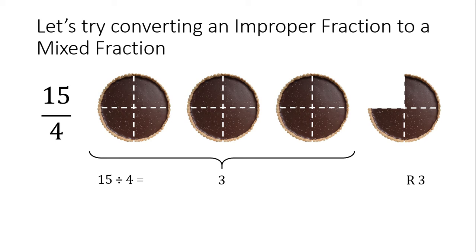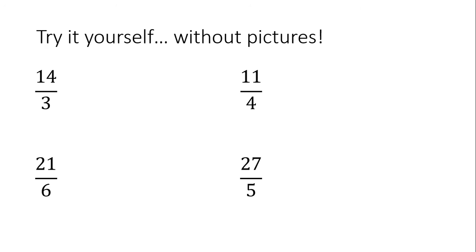How do we write that? We write our whole number as the whole. The remainder goes into the fraction. And what's the denominator? Denominator is 4 because that was the original denominator in our improper fraction. Whew, that was difficult. And now it's going to get even more difficult because I'm going to ask you to do it without pictures. So remember, we're skip counting by the denominator until we get to the numerator, and then the remainder becomes part of the mixed fraction part on the right.